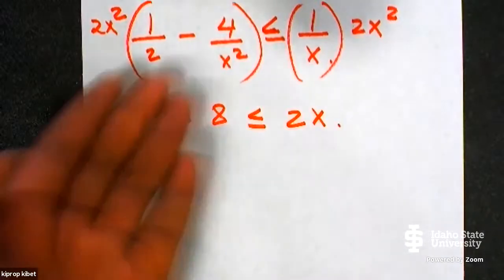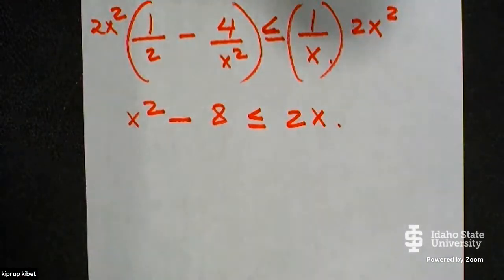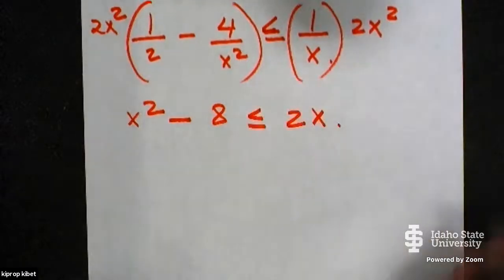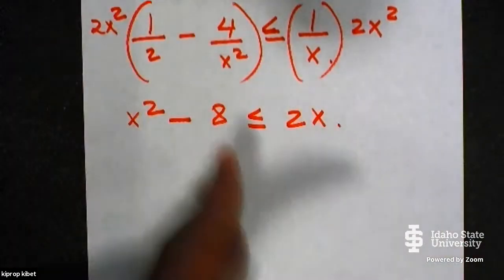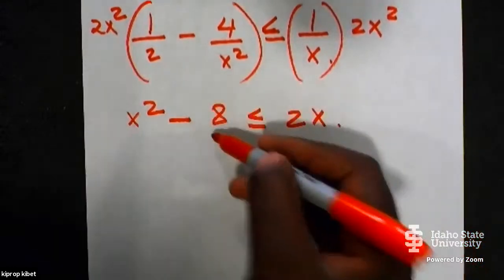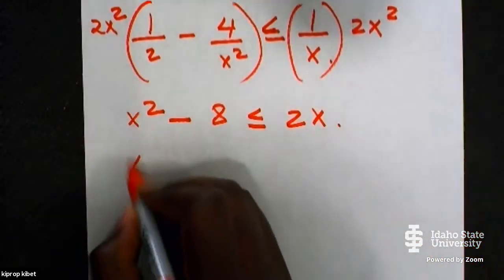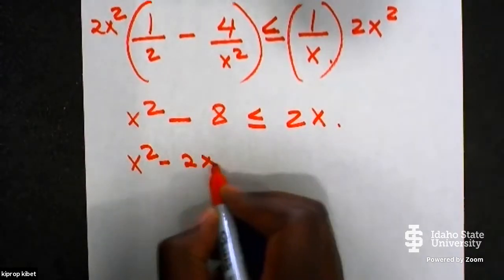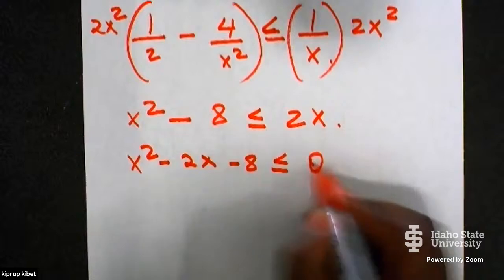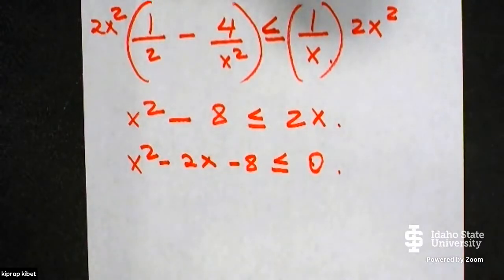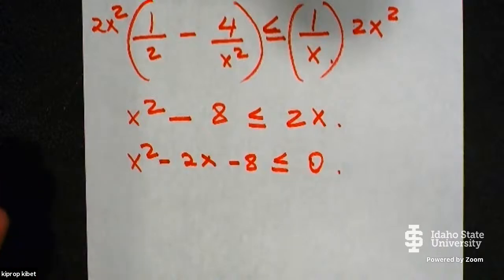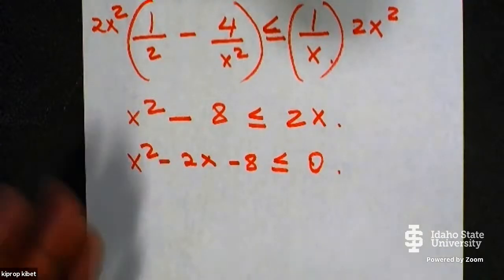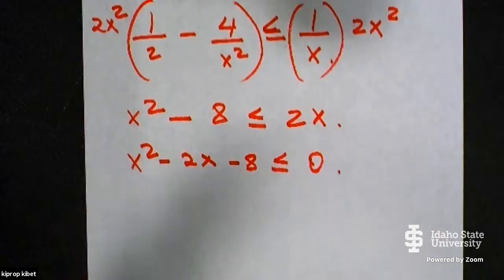Now you need to make one side less than or equal to 0. So you bring this to the other side: x squared minus 2x minus 8 is less than or equal to 0. Then we need to look for the values of x. You still remember the levels? There is a level where you get the values of x.